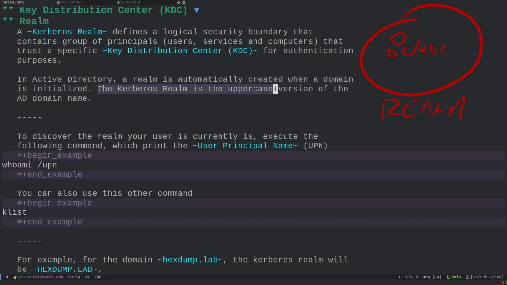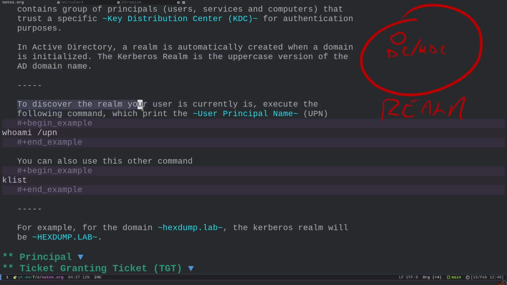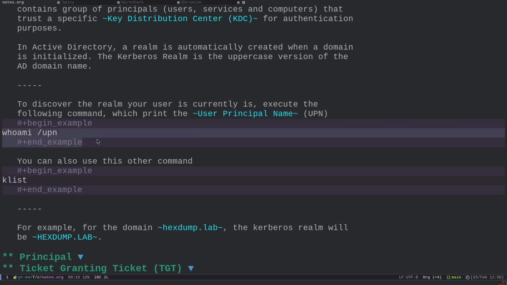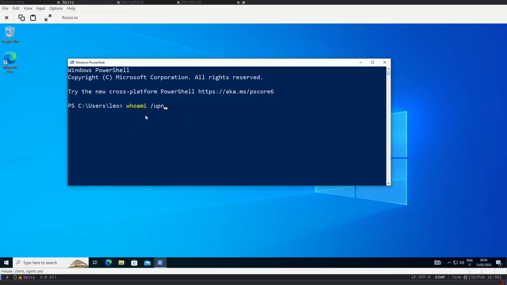And the Kerberos realm is the uppercase version of the Active Directory domain name. For example, to discover the realm your user is in, execute the following command, which prints the user principal name, UPN. If you want to try this out, we say whoami /upn, user principal name, and we get leo@exam.lab. Now this is the realm. In this case it is not uppercase, but essentially the realm is this thing in uppercase.